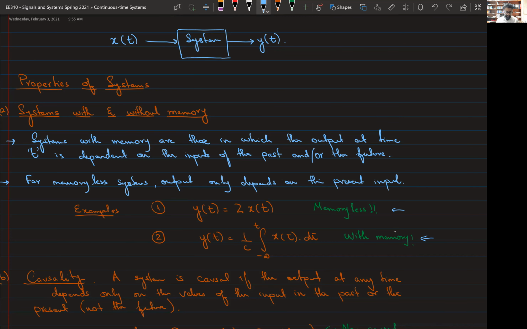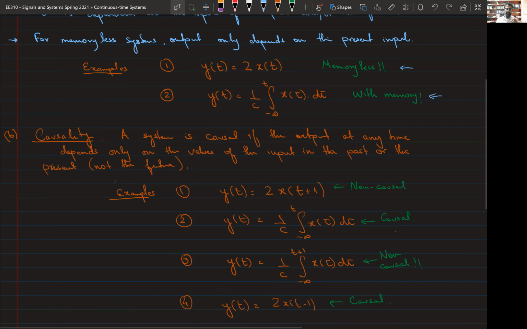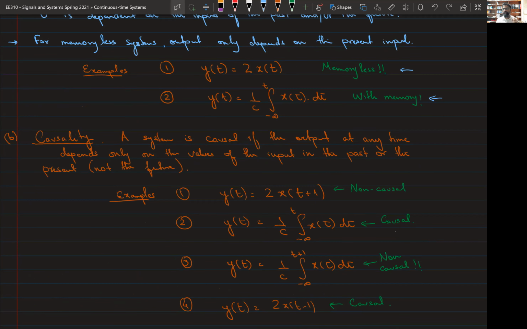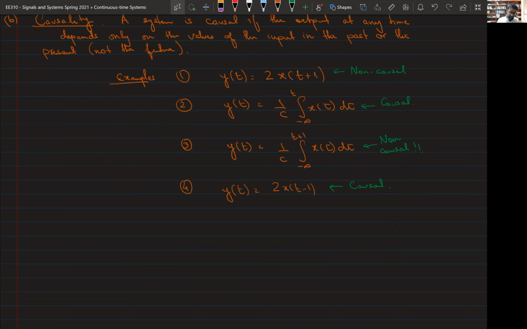All right, so then we talked about causality. A system is causal if the output at any time t is only dependent on the present or the past, but it cannot depend on the future. If it does not depend on the future, we say the system is causal. But if there's dependency on the future, then the system is non-causal. And then we did some examples. So what we're going to do today is continue this discussion on some other properties.